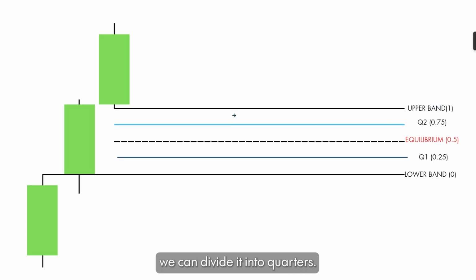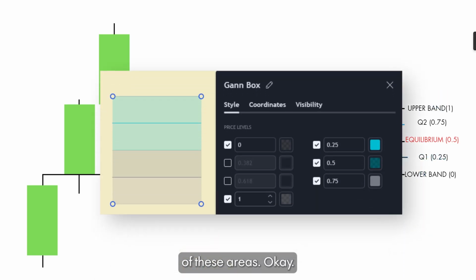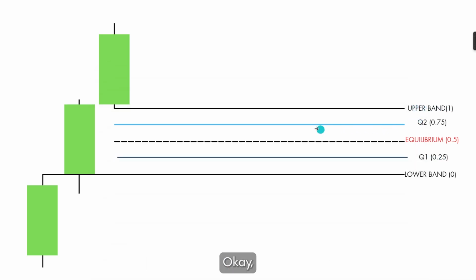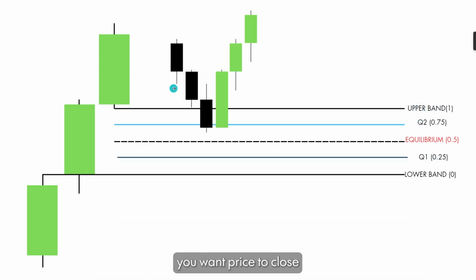Now with this gap, we can divide it into quarters, where we have our low band area, which goes from our low band to our equilibrium and will contain our Q1, and here are the levels of these areas. And here is the upper band, which is from our Q2 and equilibrium area. If you're trading the lower time frame, you want price to close within this upper band, because this will allow price to quickly push off of this level and impulse the upside.